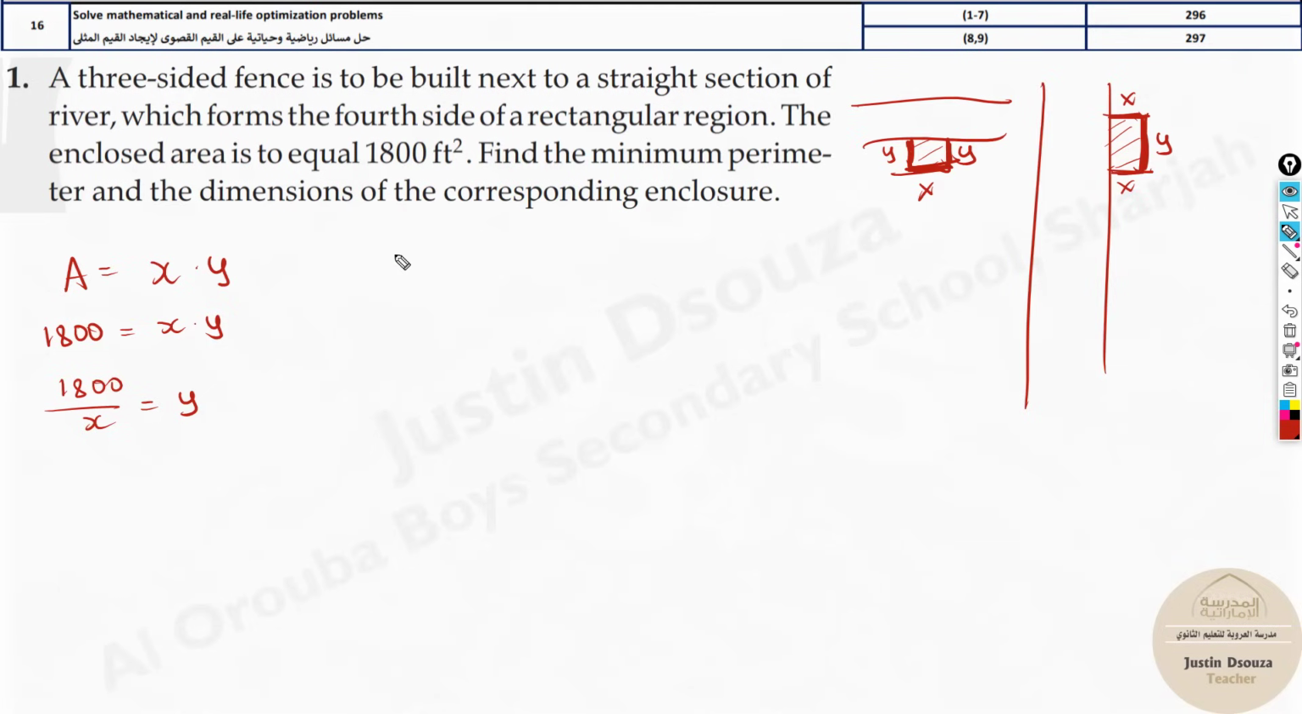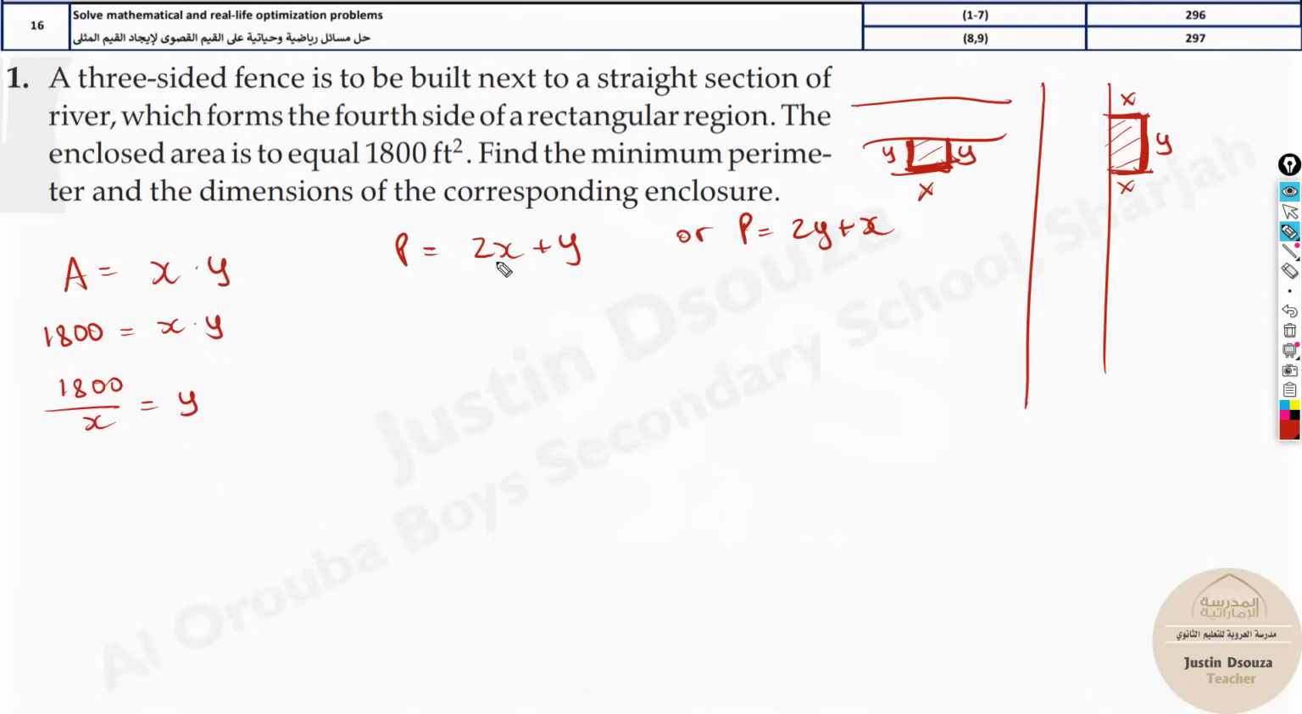Now what is the formula of perimeter? Perimeter is 2 times length plus 2 times breadth. But here it's just a three-sided fence, right? So how many x's are there? It is 2x plus y, or you can take it as 2y plus x. It's fine, you will get the same answer.